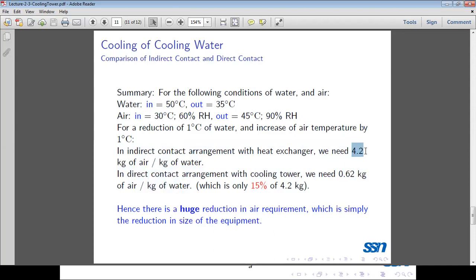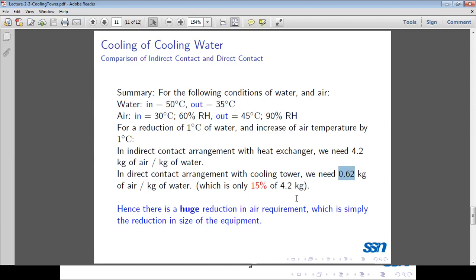See here, 4.2 times the air is needed, whereas here only about 15% of that 4.2 kg is needed, which is only about 0.62. So there is a huge reduction in air requirement. Of course, you need not worry about the air requirement, since air is available in plenty.